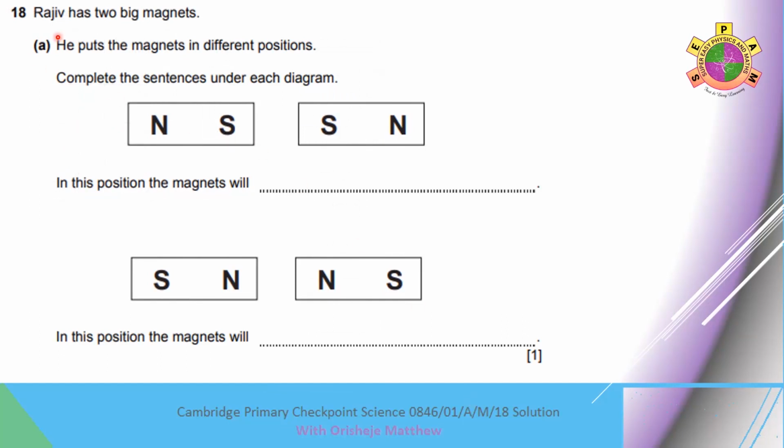Question 18 has to do with magnetism. He put the magnet in different positions. So X and S close to each other, what's going to happen? They will repel. So north and north, they will repel. But north will attract south.